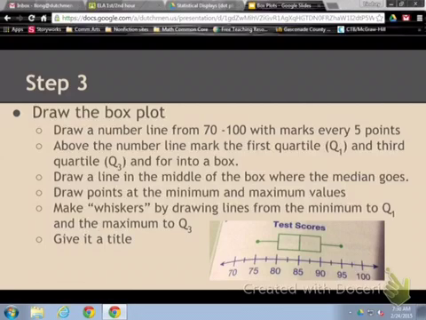Above the number line, we mark the first quartile, the Q1, and the third quartile, the Q3, to form a box. Then the next one, we draw a line in the middle of the box where the median goes. Draw points at the minimum and maximum values, and you make whiskers by drawing lines from the minimum to Q1 and the maximum to Q3. Then we give it a title. So it will look like this here at the bottom.